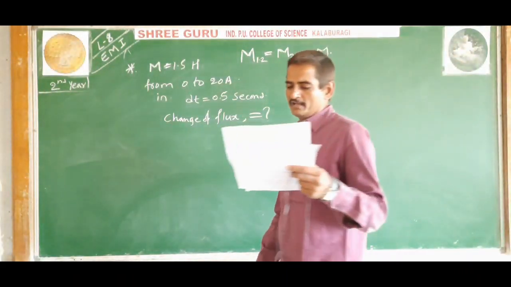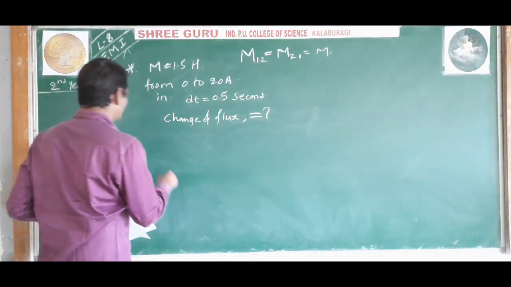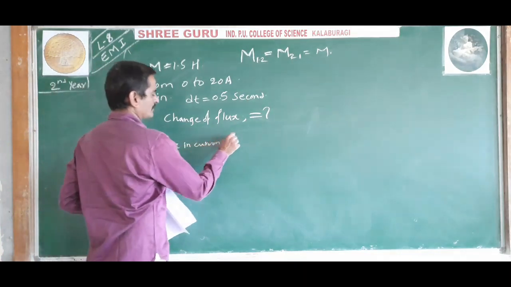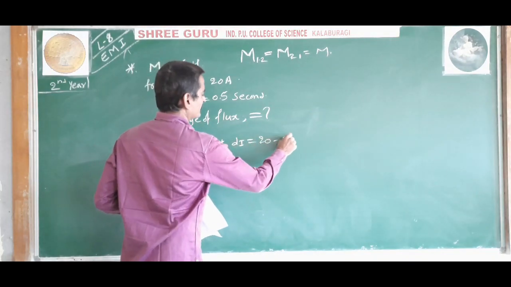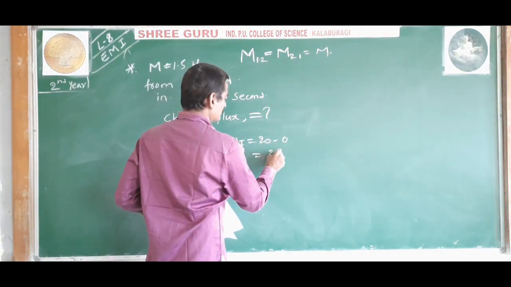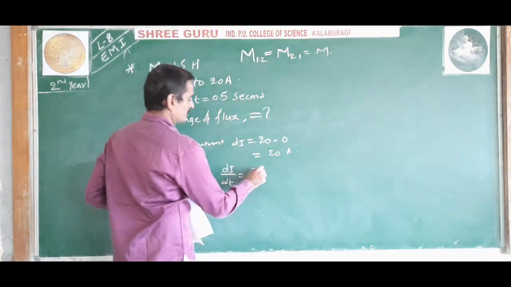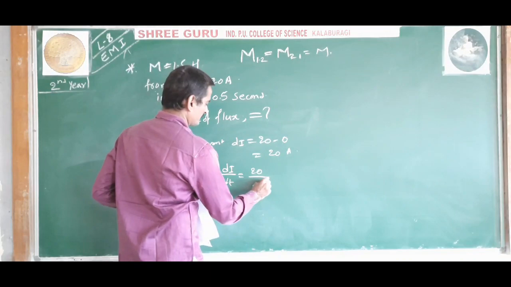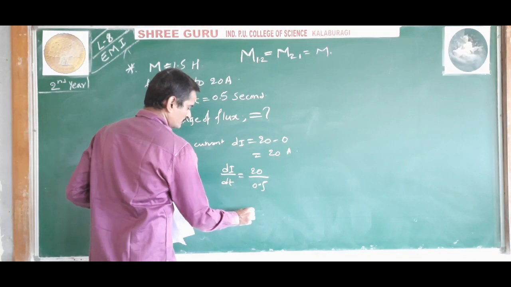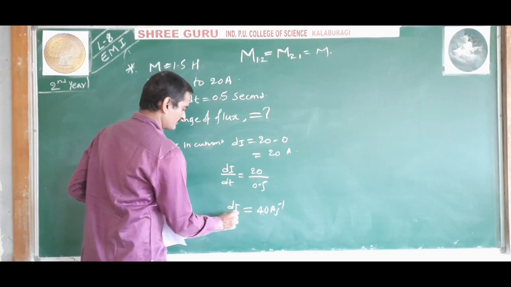If the current in one coil changes from 0 to 20 ampere, that is the change in current, di, final minus initial, 20 minus 0, so you will get 20 ampere. So di by dt, the rate of change of current, is 20 divided by 0.5, and 0.5 is nothing but 1 by 2, so you can write it as 40 ampere per second.